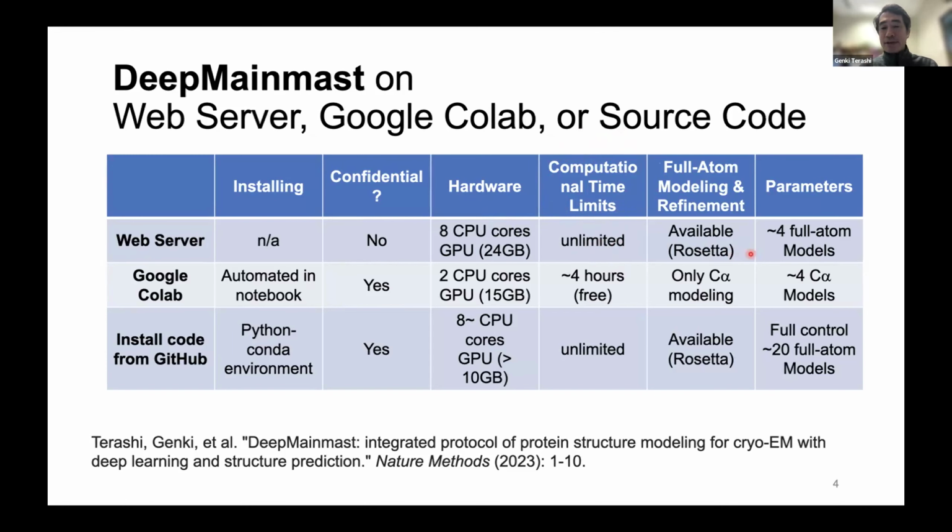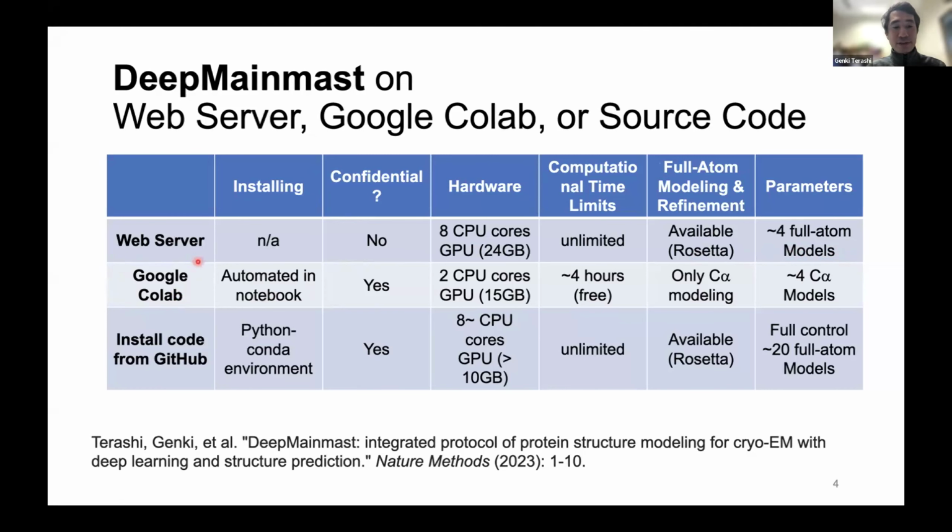Also, DeepMainMast can build full auto modeling and refinement. This part is done by the Rosetta program package. So you can get the full atom protein structure, full atom chain structure. After computing, you will get up to 4 full atom models. So this is the web server.